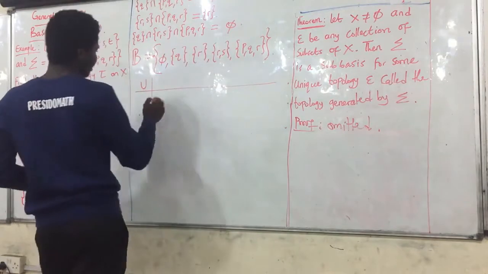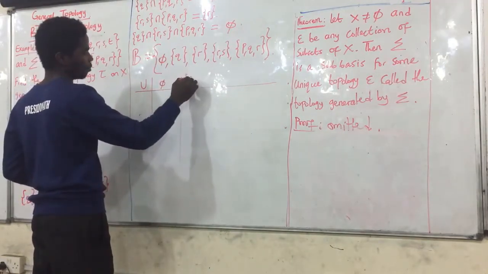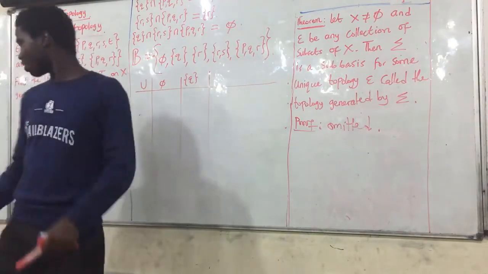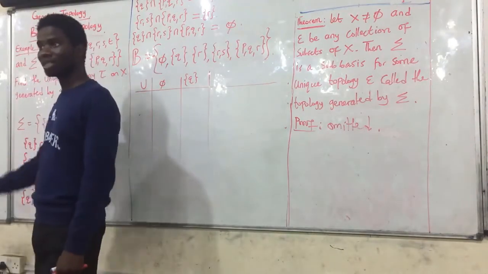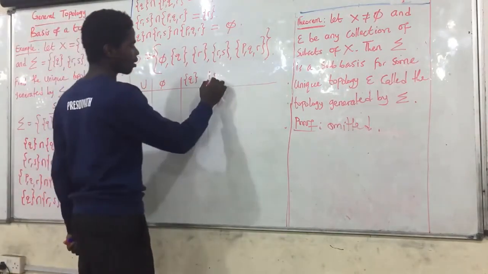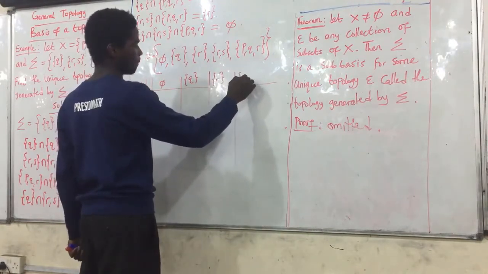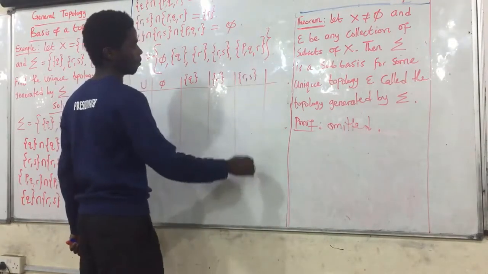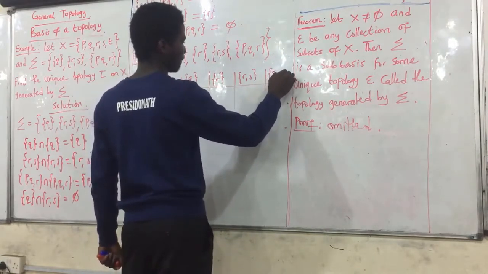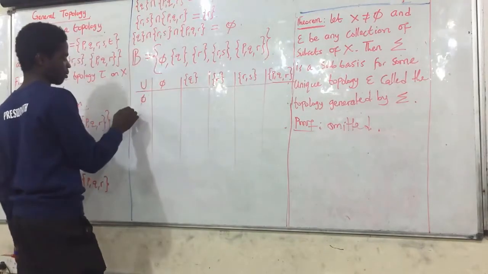So union, let's say the empty set. The collection of all those intersections and the basis. And the reason is because this is a sub-base. Do you understand? You now do R. Also have the empty set.